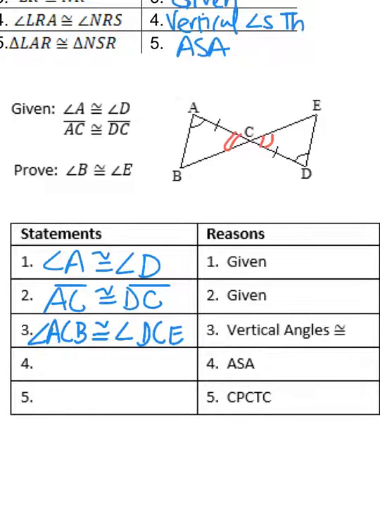Next, we can look at the triangle here, and we can see that we're going to use angle, side, angle. So we're going to have to name the triangles. We can use the angle from step number 3 to just turn it into a triangle. Triangle ACB is congruent to triangle DCE.